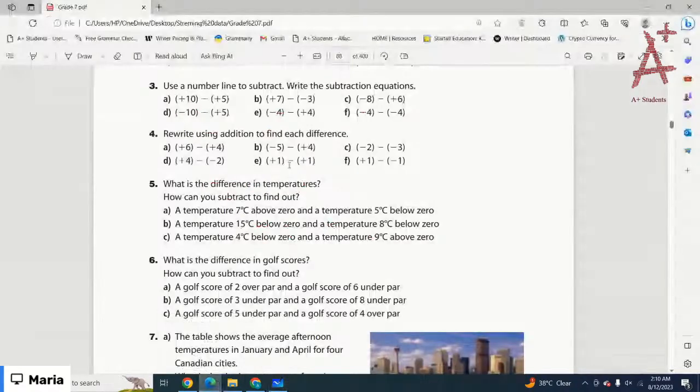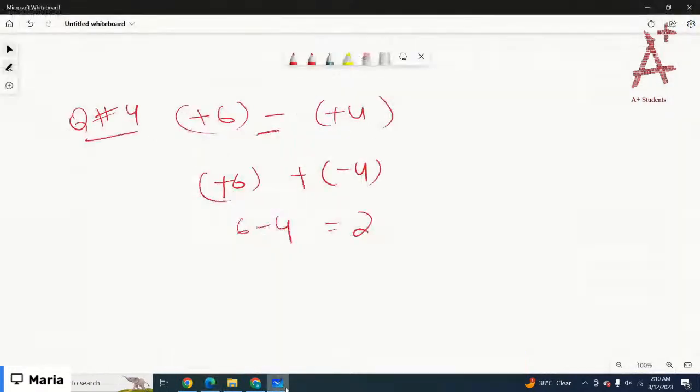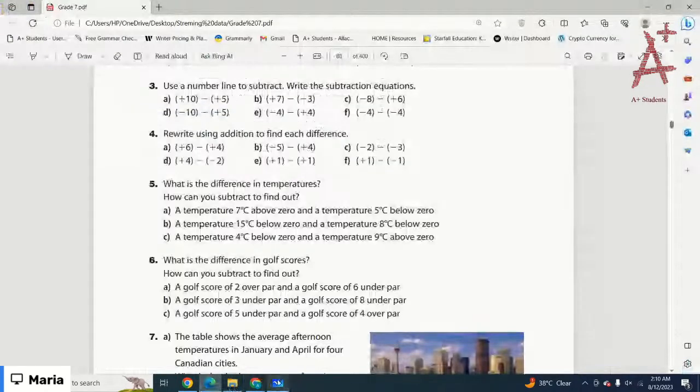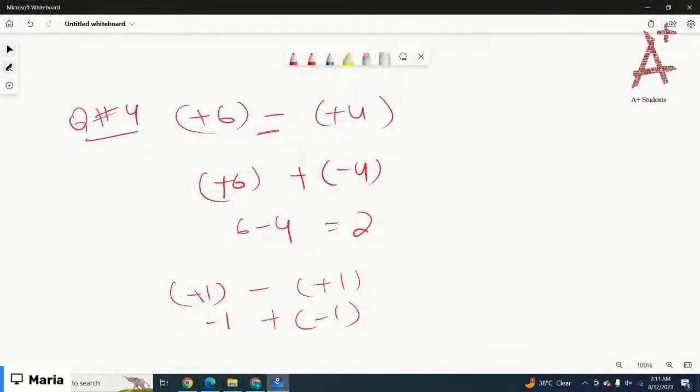Okay, let's just do another one. Negative 1 minus positive 1. Negative 1 minus positive 1. So you have to write with addition sign: negative 1, plus negative 1, right? So that equals, sorry, negative 1 minus positive 1. Okay. So plus 1 minus 1 is 0, right? So the correct option is 0.